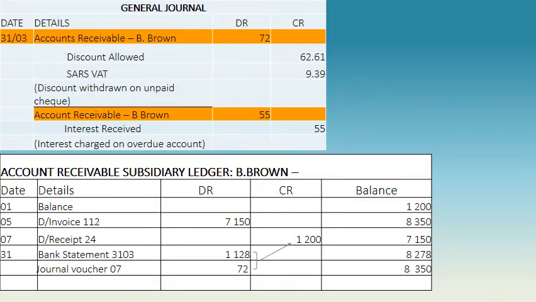Note that this journal voucher and the entry that was made earlier from the bank statement reflects the fact that the settlement amount of 1,200 that was made earlier has now been reversed in B. Brown's account. The last journal is journal number 8 for interest charged, which should be debited in his account, and the new calculated balance in his account is 8,405 rands.